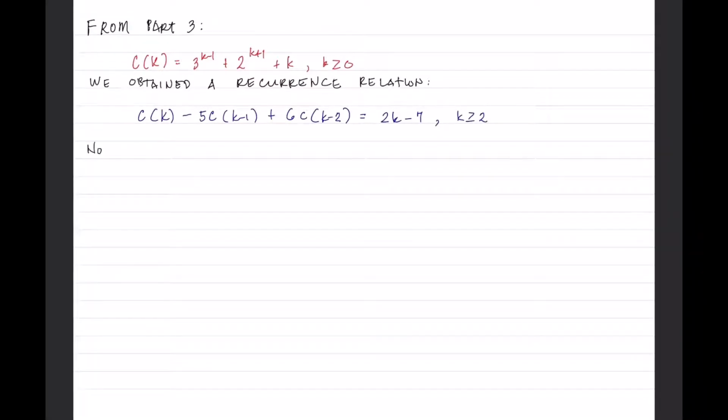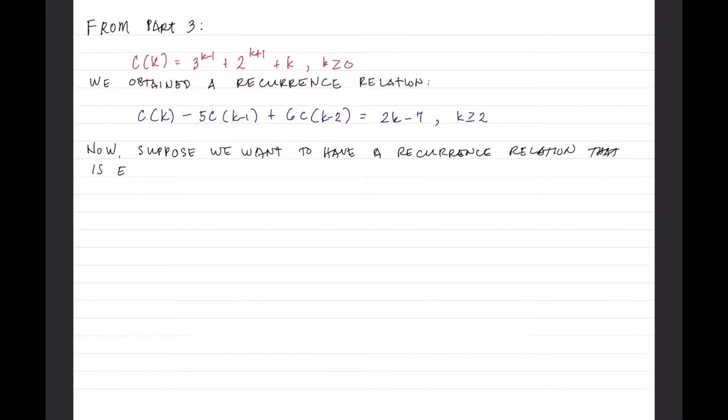Suppose we want to have a recurrence relation that is equal to a constant on the right hand side. So in this video, we will try to solve for a recurrence relation that has a constant on the right hand side.